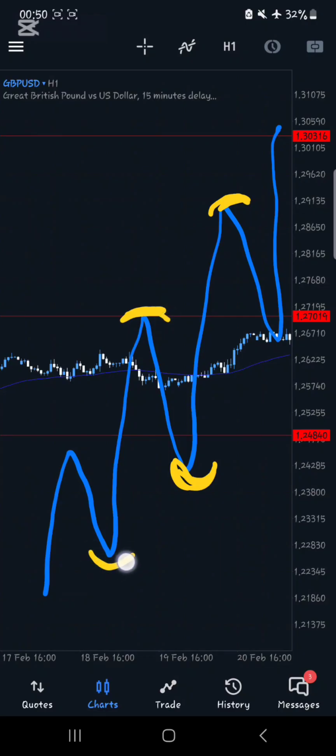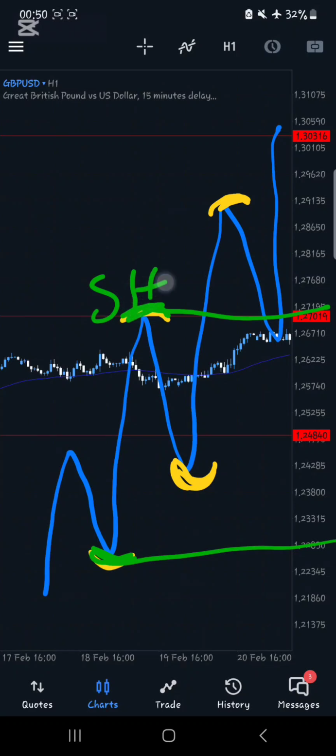And this swing low, right? So the swing highs and lows are the exterior structures that we want to be focusing on. So over here, this is our swing high, this is our swing low, swing high and swing low, right?